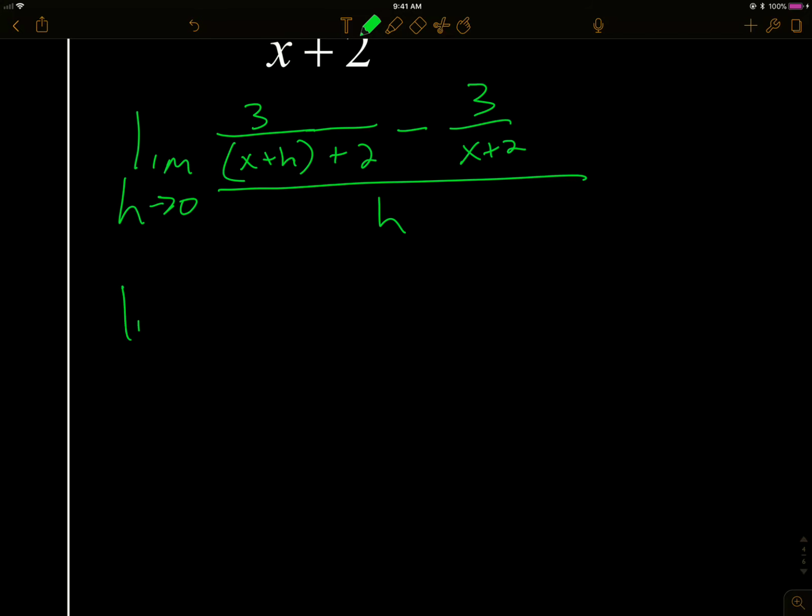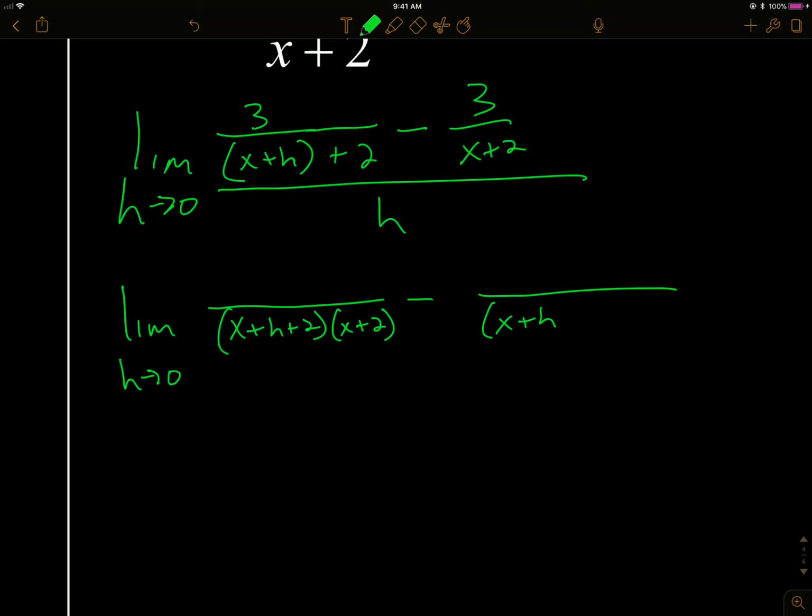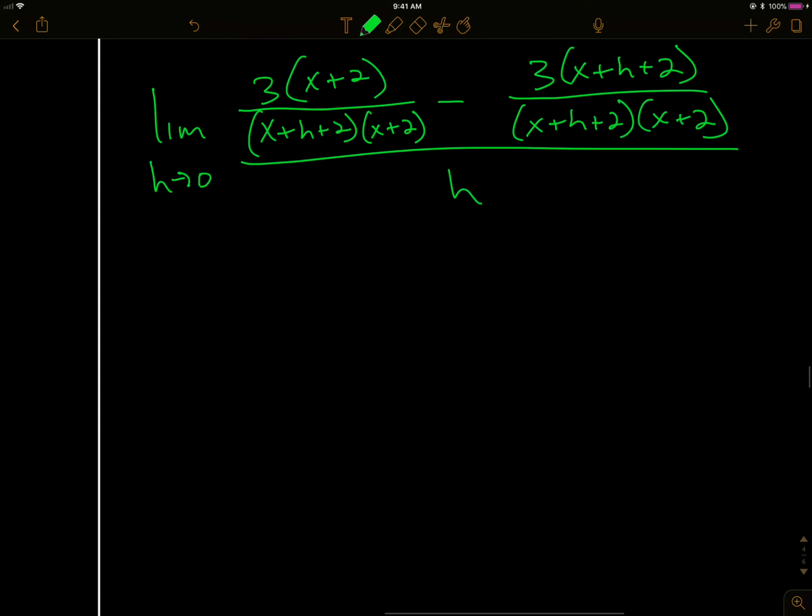This is a complex fraction one, so I need a common denominator. I'm going to go with x plus h plus 2 as one denominator and the other one's x plus 2. That's going to be my common denominator. So up here it's 3 times x plus 2, and my numerator here is going to be 3 times x plus h plus 2, all over h. Now I can combine that numerator.